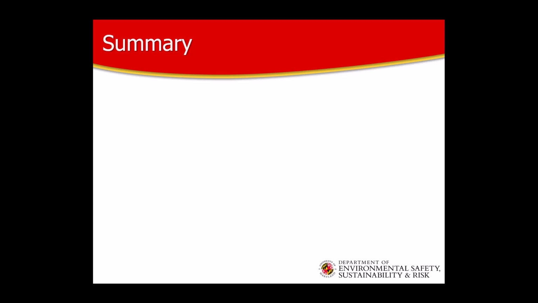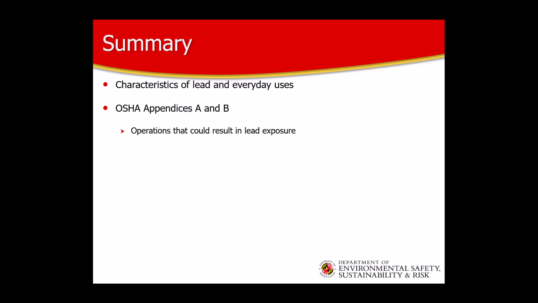We've just covered a lot of topics about lead in this training. Now let's review some of these topics. We learned about the characteristics of lead, why it is used, and some everyday components containing lead, such as paints and batteries. We gained an understanding of what is included in the OSHA lead standard appendices A and B. In covering them, we became aware of UMD operations that could result in lead exposure. These operations include sanding or grinding surfaces with lead-containing paint and cleaning up lead-containing chips, dust, or debris.